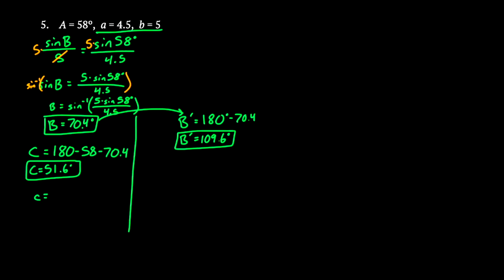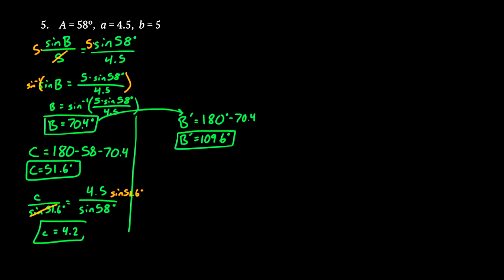The last thing we need for this first triangle is side C, because I already know side A and B up here. So to figure that out, we'll do side C over sine of that angle we just found, so 51.6, equals, and then let's take a pair of information we already know from the beginning, so 4.5 over sine of 58. So then you just want to multiply the sine of 51.6 over to the right side. Type that in your calculator and you should get 4.2. So that finishes out our first triangle.